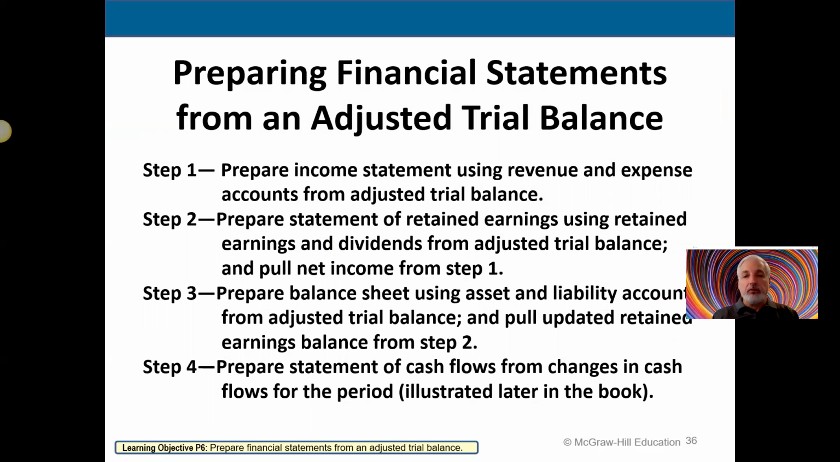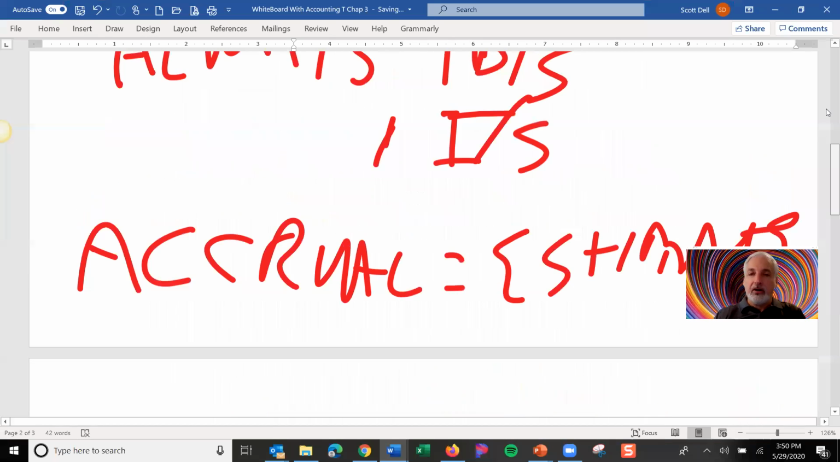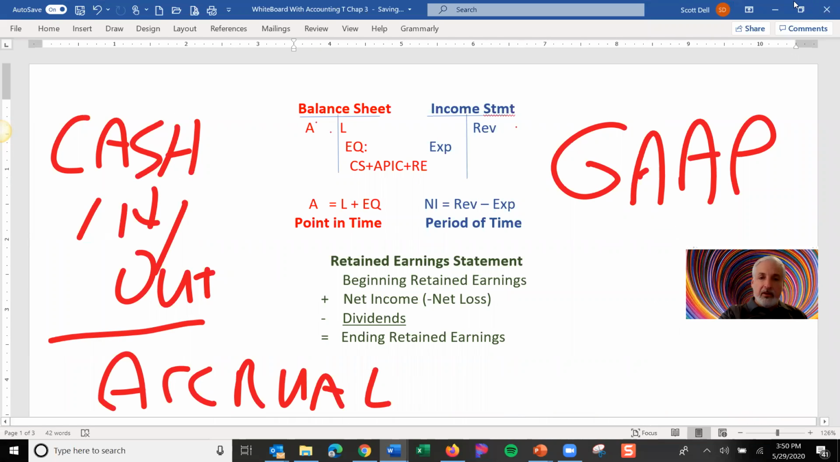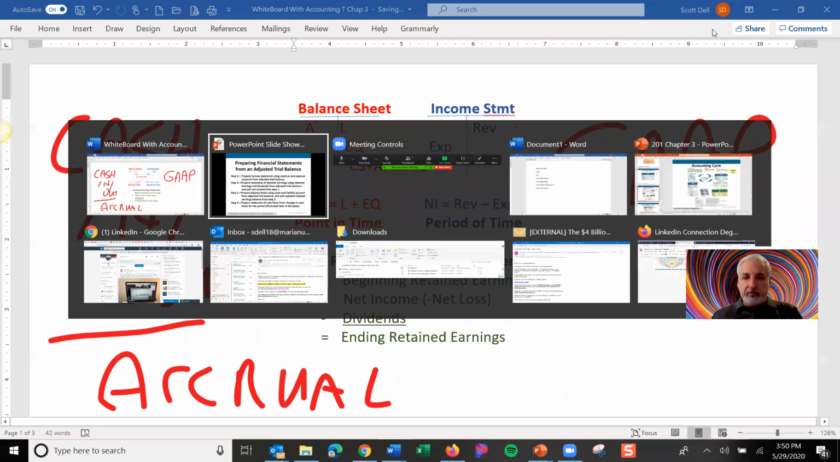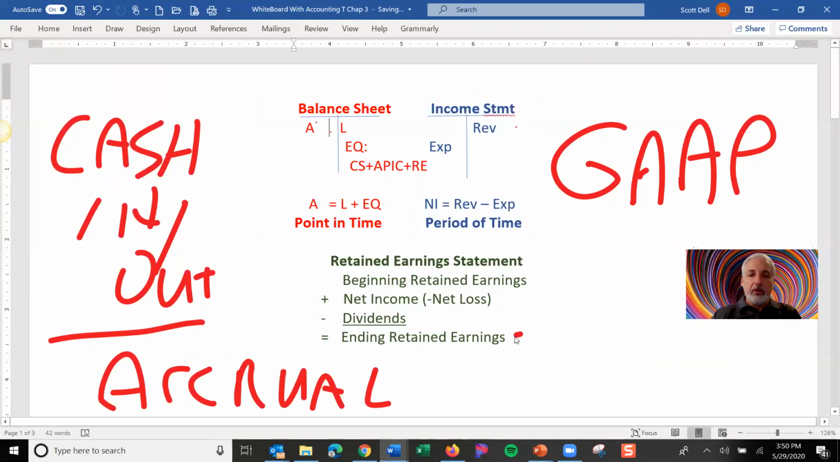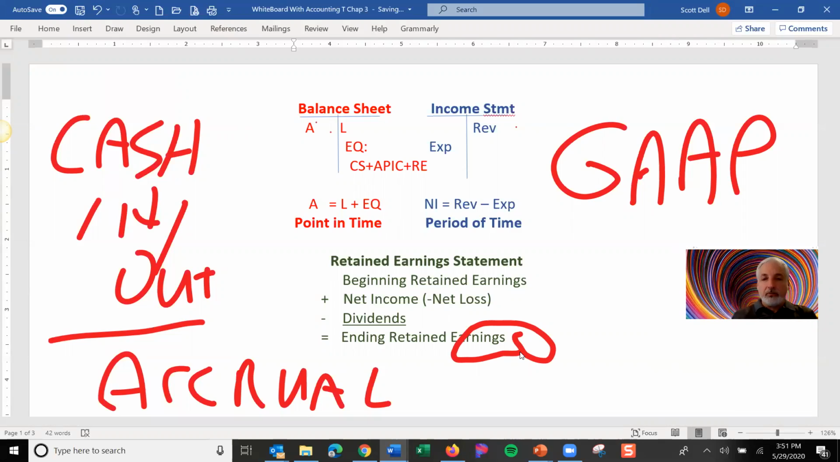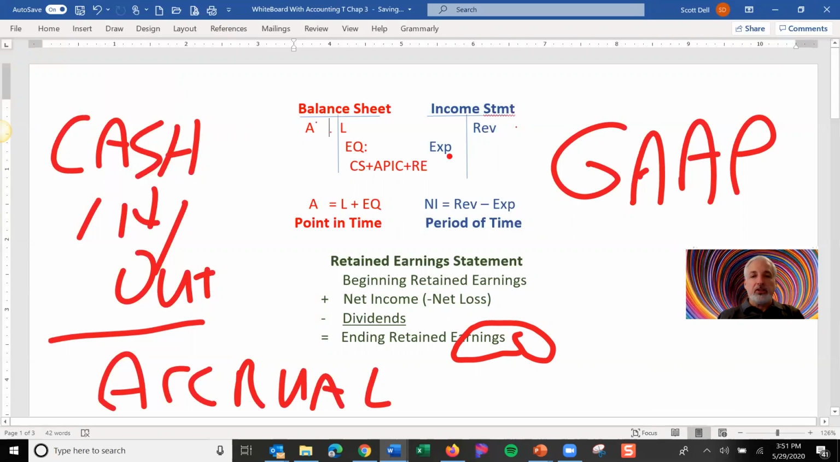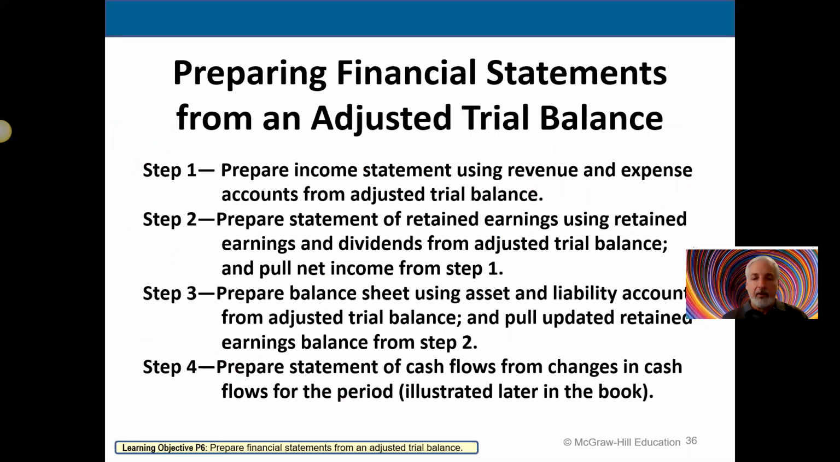So what's the flow? Prepare an income statement using revenue and expenses. Then when we want to make financials, we're going to take the net income from the income statement to the statement of retained earnings, which I sure hope you recognize. Let's go back here and remember our statement of retained earnings. Look, beginning retained earnings plus net income minus dividends, ending retained earnings. Prepare a balance sheet using asset and liability accounts and adjusted trial balance, and pull the updated retained earnings balance from step 2. So we're going to use this retained earnings number down here when we're updating our balance sheet. Because ultimately, these are going to zero out. Revenue goes to 0, expenses go to 0. Retained earnings are going to retain the earnings. That's the name.